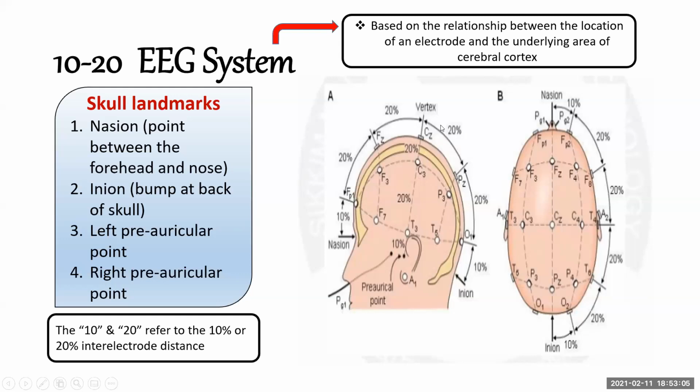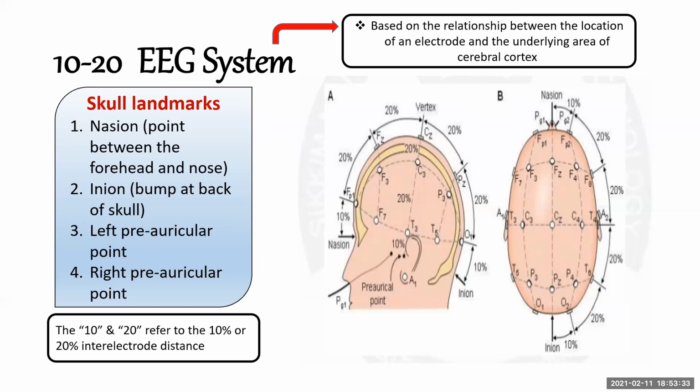Before that, we need to know that in this system, there are 4 skull landmarks that we need to know. The first one is nasion. You can refer to the pictures to see where the nasion is. It is the point between the forehead and the nose. The second is inion, the bump at the back of the skull. And then there are the left preauricular point and also the right preauricular point.